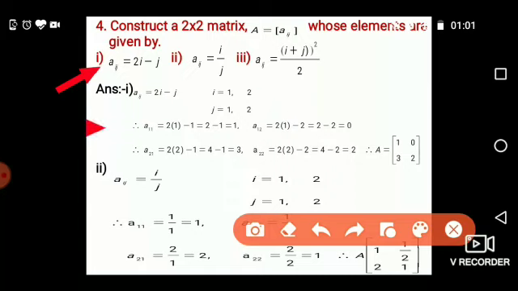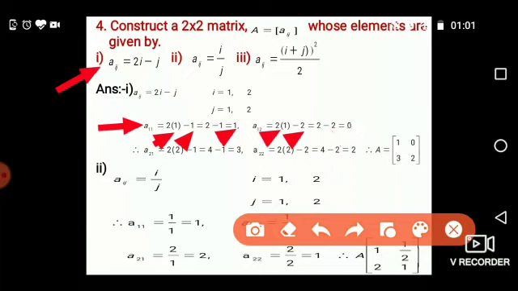If I is 1, J is 1, we'll get A11. Therefore, 2 into 1 minus 1, that gives 2 minus 1 is equal to 1. I is 1, J is 2, we'll get 2 minus 2. Therefore, A12 is equal to 0. That comes in the first row of the required matrix.